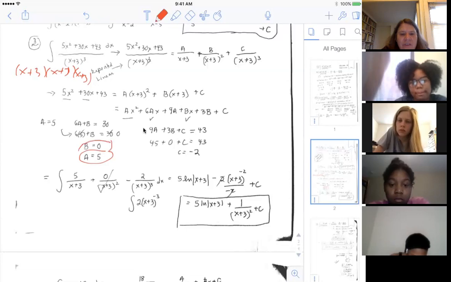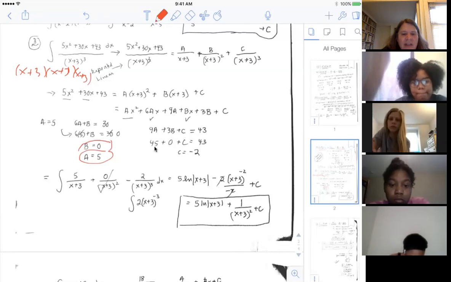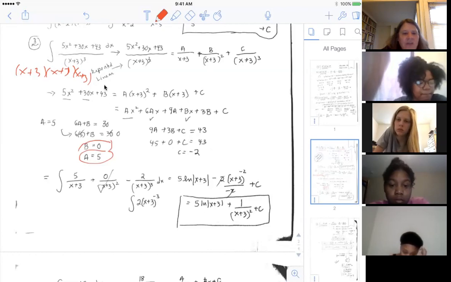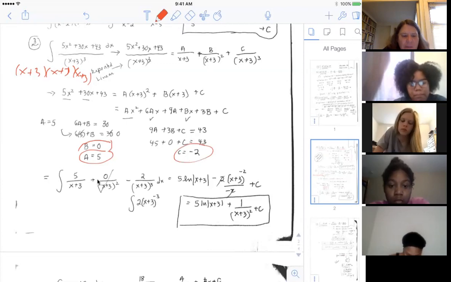The last one was the constant, 9A plus 3B plus C. We knew A was 5. We knew B was 0. We didn't know C, but we knew that the constant was 43. So doing that, I get C is minus 2. So it actually turned out to be a pretty easy problem.